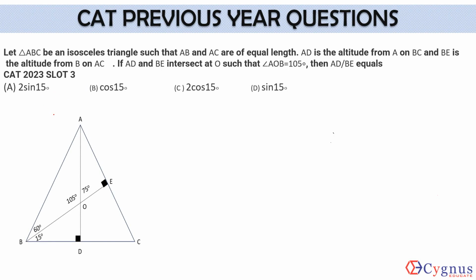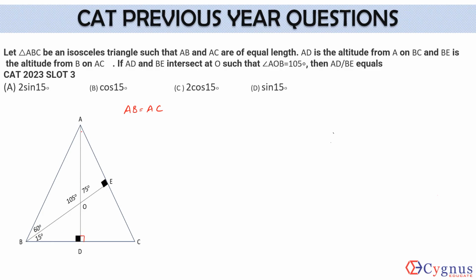Okay, it's a question of CAT 2023, slot 3. Now, what's given here? ABC is an isosceles triangle such that AB and AC are equal. So these two sides are equal, AB is equal to AC. AD is an altitude, so this must be 90.